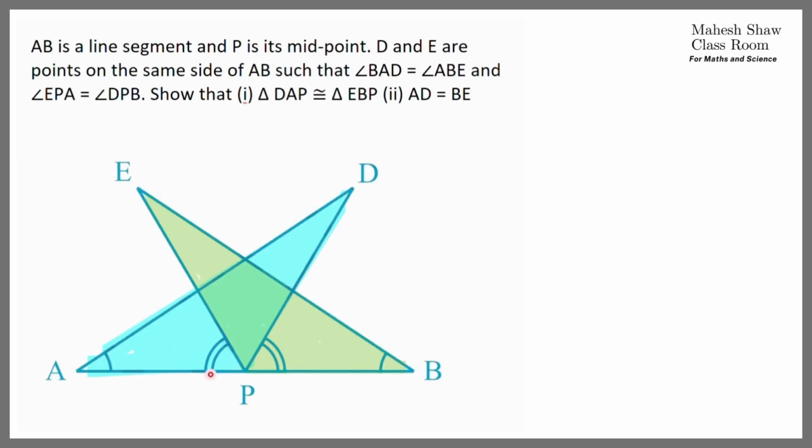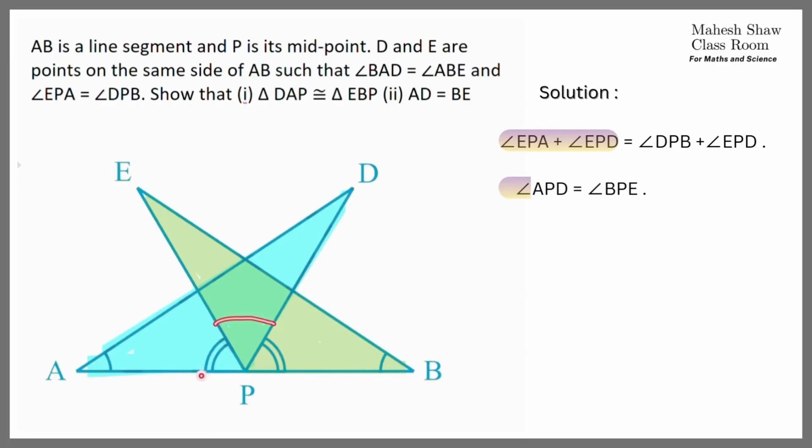Now what you can observe is that we are given this angle APE is equal to angle BPD, but in order to prove the triangle congruent, we need its angle, that is APD equals angle BPE. So for that, we are going to add angle EPD on both sides of this given equation. So angle EPA plus angle EPD equals angle APD. And similarly, if we add angle EPD to angle BPE, we get this angle EPB.